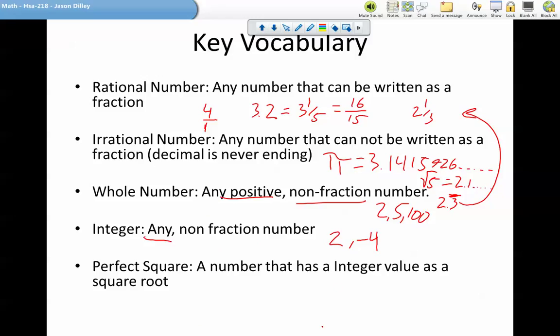Integers, not so much. And then finally, the last of our new vocabulary: a perfect square is a number that has an integer value as a square root. Really quickly, the square root of 4, which is 2, that's a perfect square. If you want a quick list of perfect squares, right? 1, 4, 9, 16, 25. Those are like the first 5 perfect squares. And we'll talk more about what a perfect square means a little bit later.